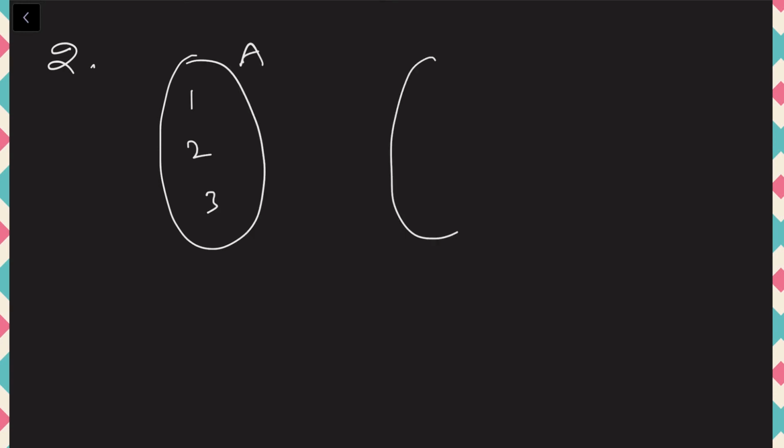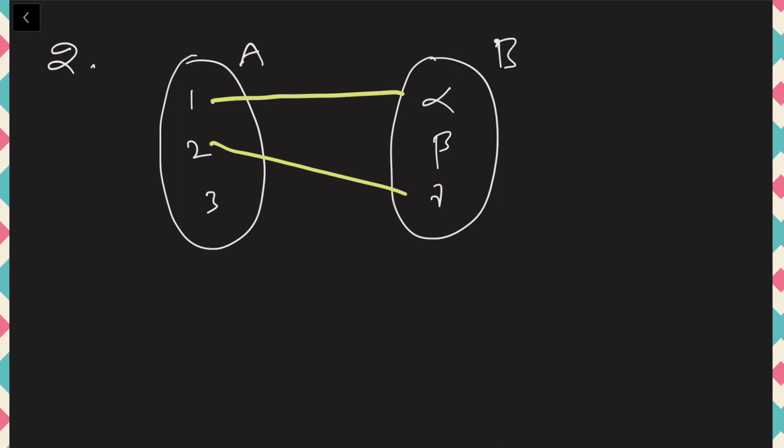Next, second bit. Oh, sorry. First, he is proving f and g are bijective. Then we want the sets also, compulsory. Set A is given as 1, 2, 3. And set B is given as alpha, beta and gamma. Then function f is defined as 1 comma alpha, 2 comma gamma and 3 comma beta.